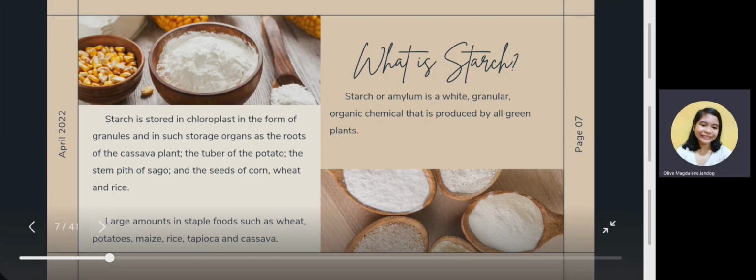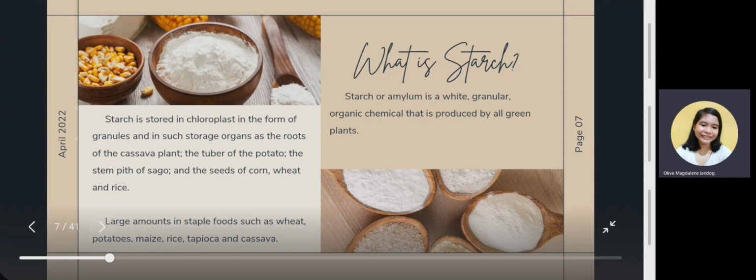So, what is starch? Starch or amylum is a white, granular, organic chemical that is produced by all green plants. Starch is manufactured in the green leaves of plants from excess glucose produced during photosynthesis and serves the plant as a reserve food supply. Starch is stored in chloroplasts in the form of granules and in such storage organs as the roots of the cassava plant, the tuber of the potato, the stem pith of sago, and the seeds of corn, wheat, and rice.